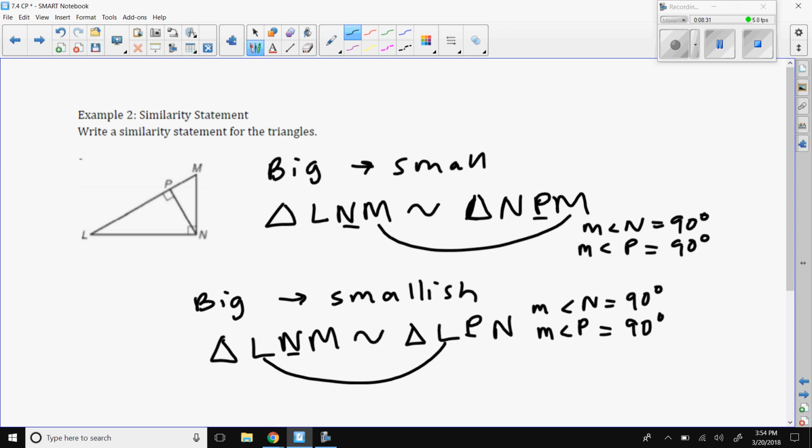Okay, so see what you can do for the classwork, get the similarity statements, and solve for some problems.